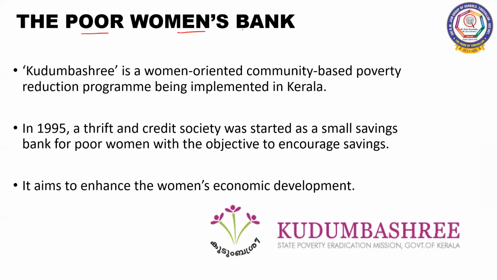The Poor Women's Bank. Kudumbashree is a women-oriented community-based poverty reduction program being implemented in Kerala. In 1995, a thrift and credit society was started as a small savings bank for poor women with the objective to encourage savings. This aims to enhance the women's economic development, and this enables women to become active citizens. These societies are the largest informal banks in Asia in terms of savings they have mobilized.